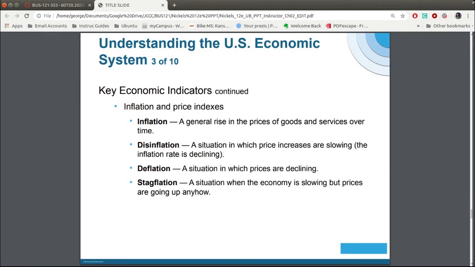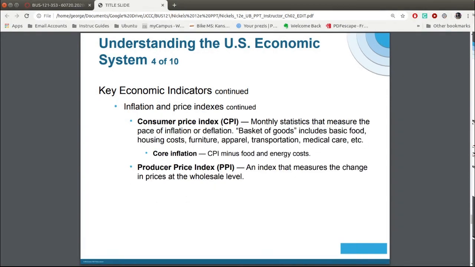Now, some of the indicators to think about: inflation, disinflation, deflation, and stagflation. Inflation is where you have a general rise in the price of goods. Disinflation is where the price is still rising, but not as quickly as it was before. Deflation is where prices tank. Stagflation is where the economy is still going down, but prices are still going up.